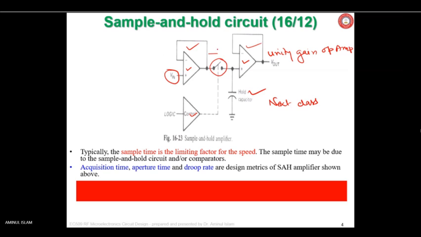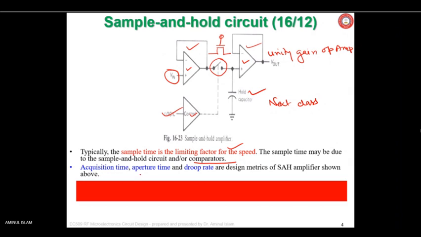This switch may be realized with BJT or mostly realized with FET. Okay, so a control logic will be generating a signal, and that will be connected to this gate, and this will be made on or off. Basically, that is the idea. Okay, so typically the sample and hold circuit is the limiting factor for the speed. The sample time may be due to this sample and hold circuit and or comparators.